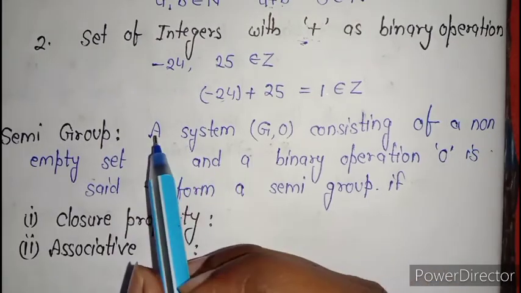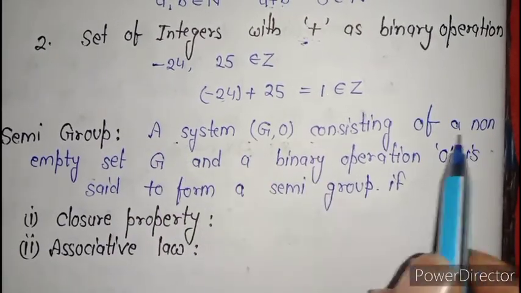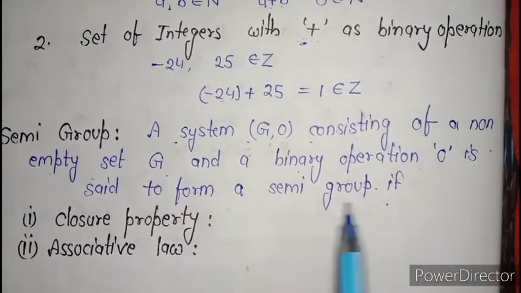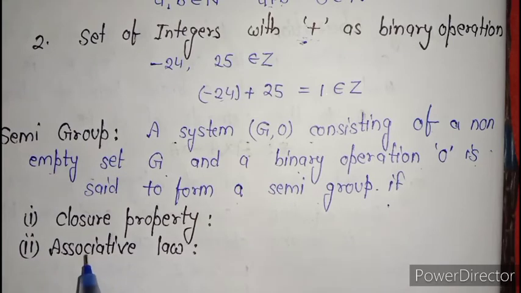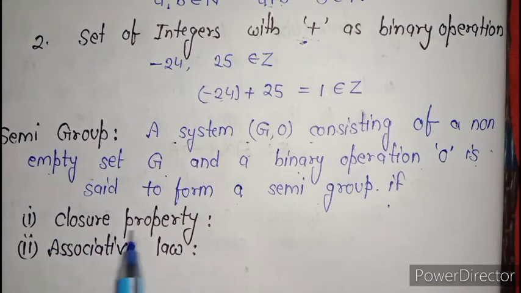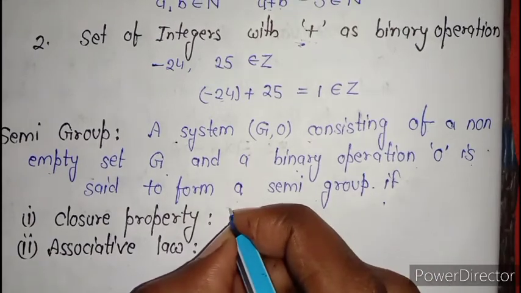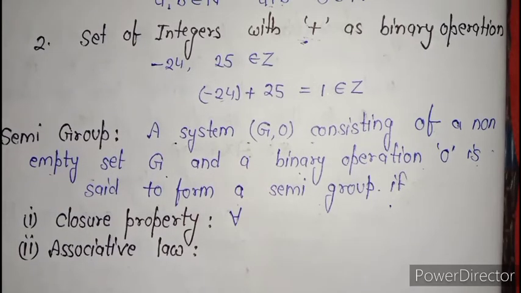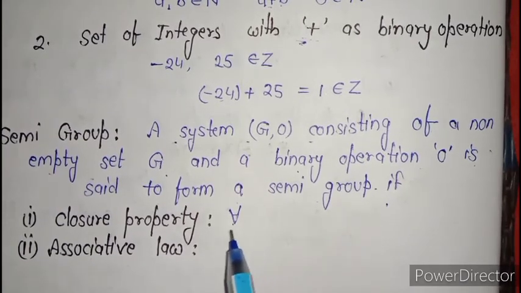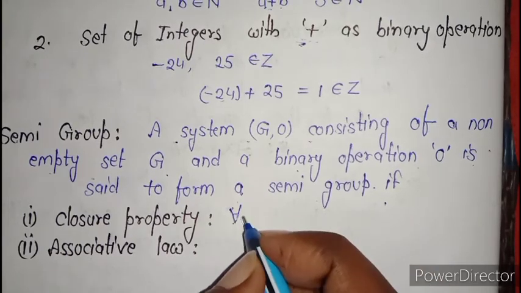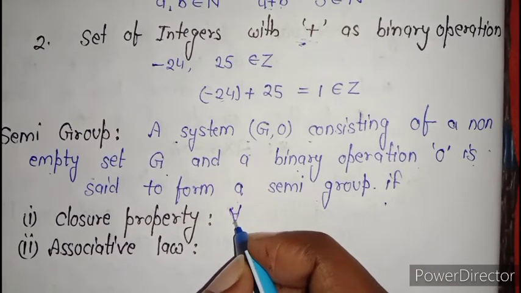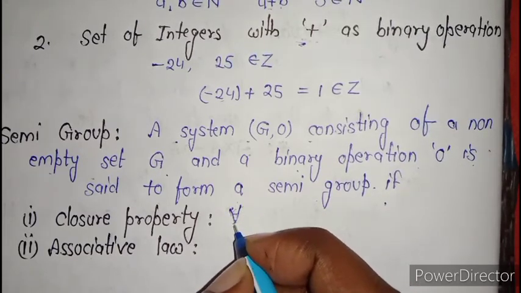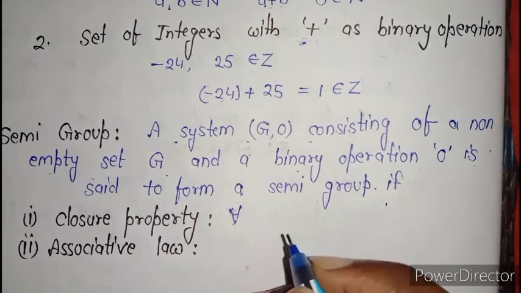What is a semi-group? A system (G, ∘) consisting of a non-empty set G and the binary operation ∘ is said to form a semi-group if these two properties are satisfied. Firstly, I told you about the closure property. What does it say? It says that for all, that is, this is a quantifier. The quantifier has its own role in mathematics, so firstly we should learn about the quantifiers. This is 'for all'. This represents that we are talking about each and every element of the given set. So if it is used anywhere, you just understand that it is talking about each and every element.